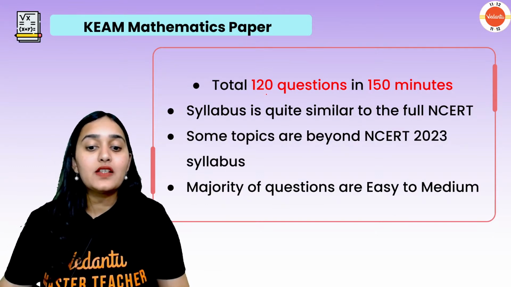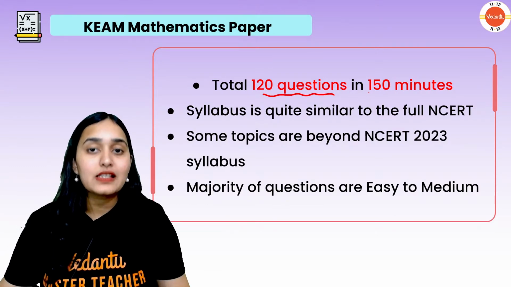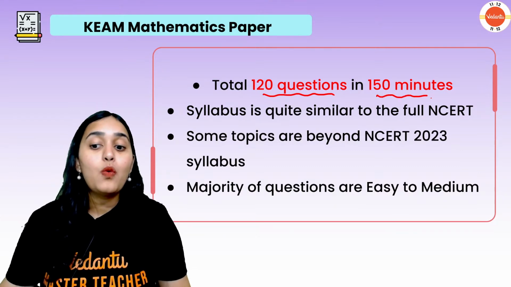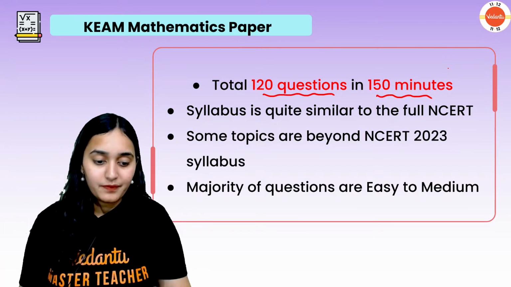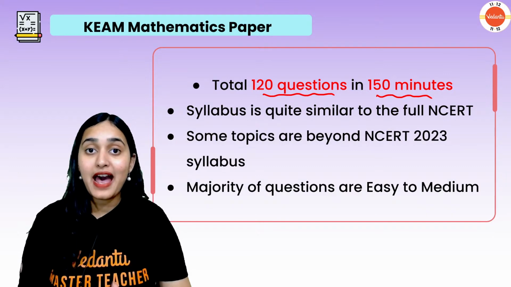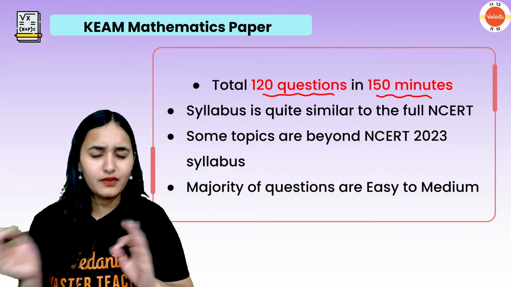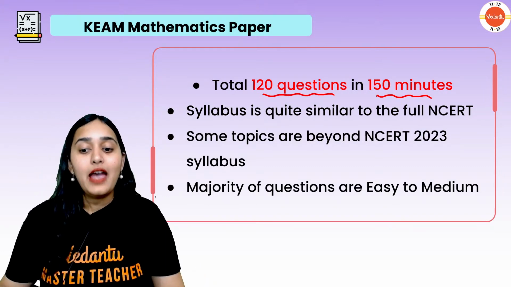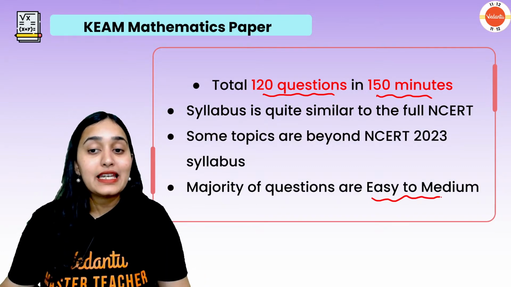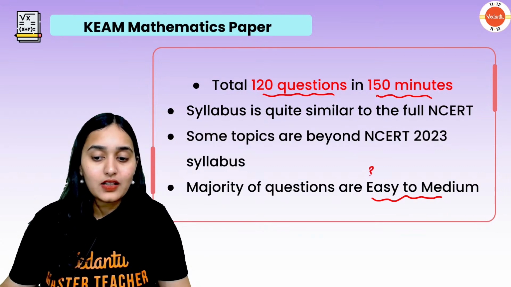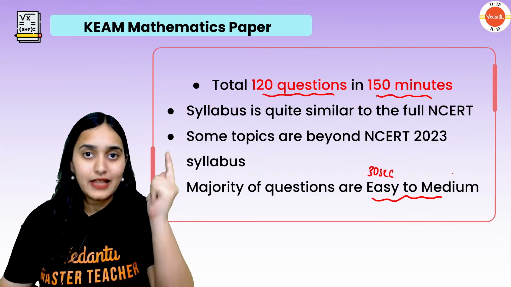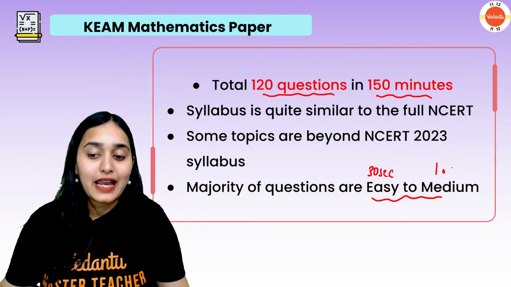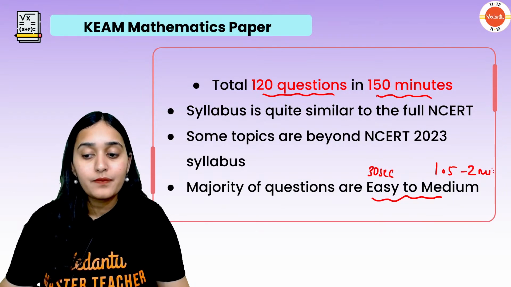Now let's see some important points over here. As you guys know, it's a 120 questions paper, total 150 minutes only. So you are going to have around 1 or 1.5 minutes only. And the questions are of course easy to medium level. Easy questions you can do in 30 seconds directly, but medium questions can take 1.5 to 2 minutes.